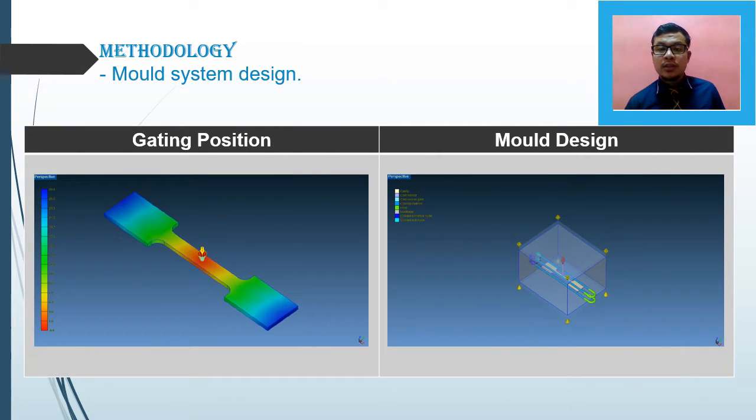For the mold system design, the best gating position is needed because it may prevent failure in the study of the mold design system that was conducted. The gate is positioned in the center of the dog bone. There is a need of configuring the mold design in order to ensure that the simulation of material is performed in good condition.